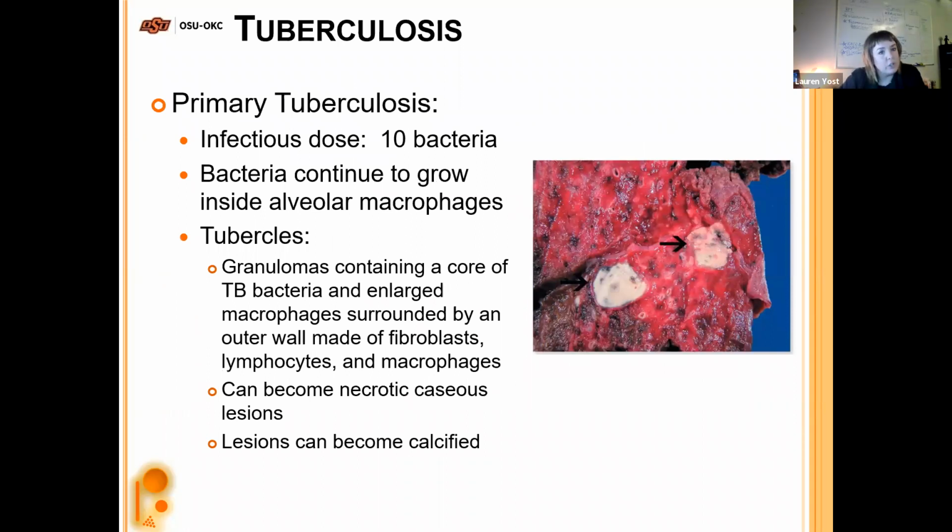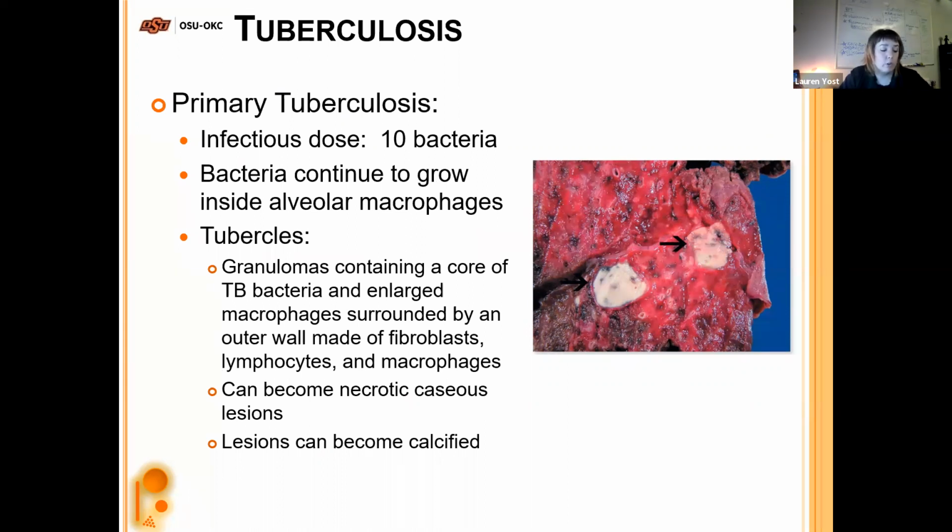Primary tuberculosis, the initial infections, you will see it takes about 10 bacteria to cause, that's the infectious dose, the ID, about 10 bacteria are needed to cause an active infection. Bacteria will grow inside the alveolar macrophages. Now you're probably saying what, because you don't understand what I'm talking about. But if you're saying what because you do understand, yes, these bacteria grow within the cells that should be fighting them.